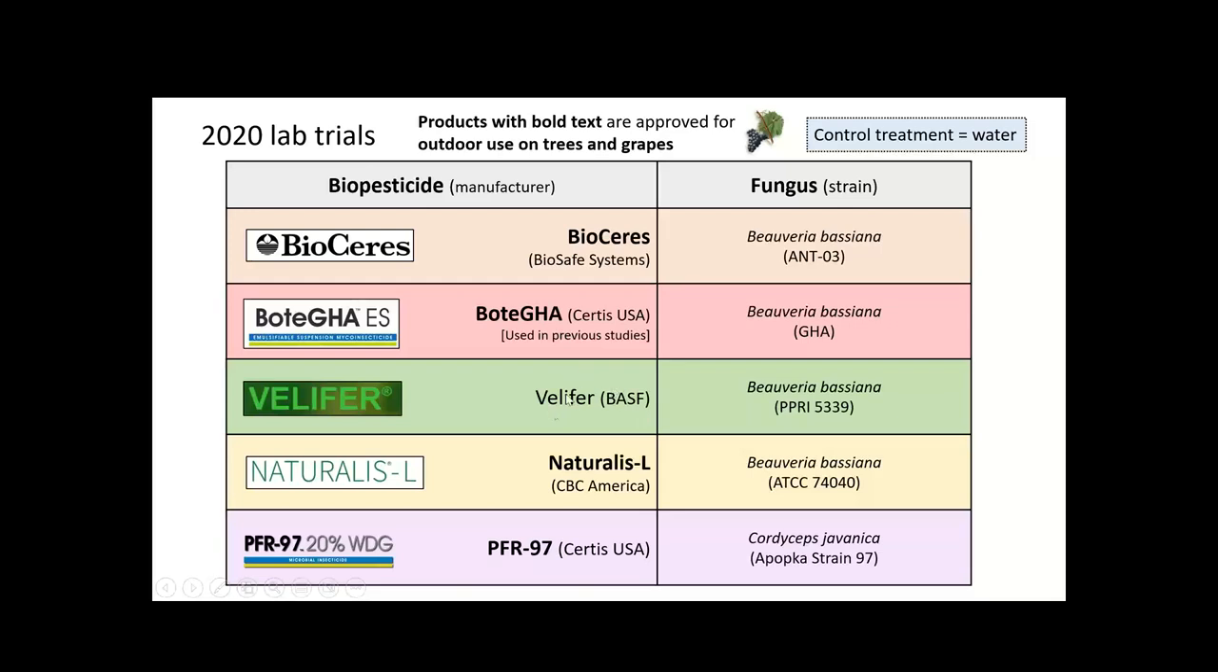Last I checked, it is not currently registered for outdoor use. It's only for greenhouse use. And then Naturalis, this is a product with a whole different strain. Interesting though, Certus does make a different biopesticide with a different fungus. This is a fungus called Cordyceps javanica, Popka strain 97, hence the name PFR 97.